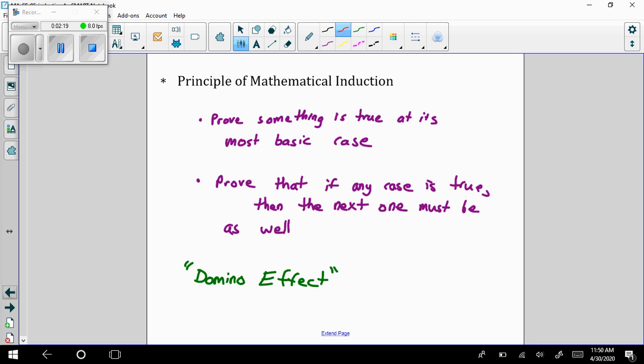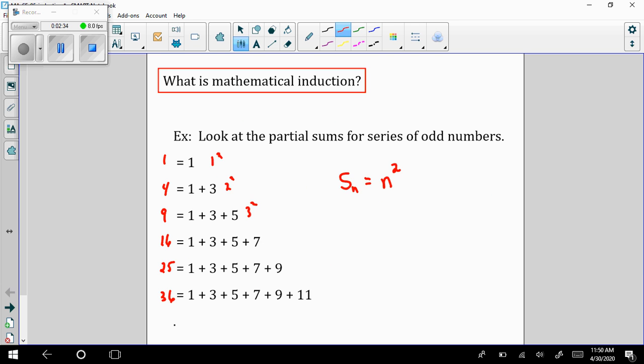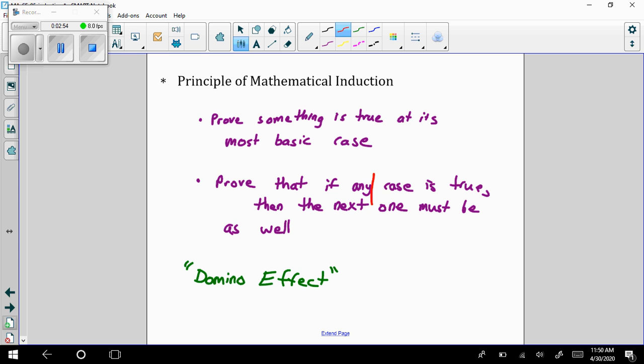Okay, so mathematical induction is proving that something's true in its most basic case. You're going to prove that if any case is true, then the next one must be true as well. So in other words, if I go back to this example, this would be my sixth term series. So I'm going to prove that this is going to work for 7 terms in the series as well, or one more term than the previous. Okay, so this is kind of called the domino effect.